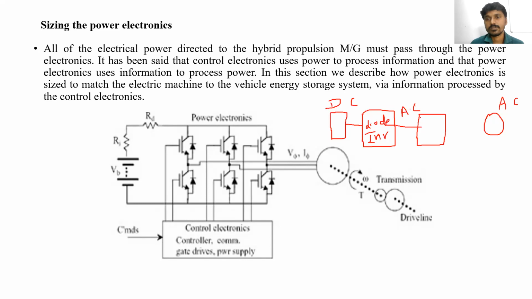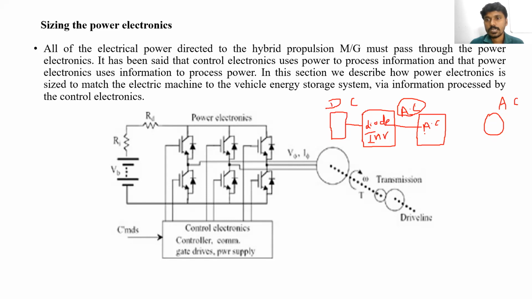Then this AC we can give to the motor, but when constant AC is given to the motor, the power cannot be controlled. If the power cannot be controlled, the speed cannot be controlled. Clear? So for that purpose, again we have to control the output of this diode inverter. For that purpose, again we are using the AC voltage controller.